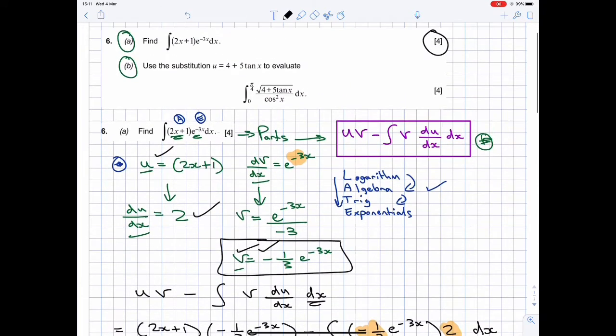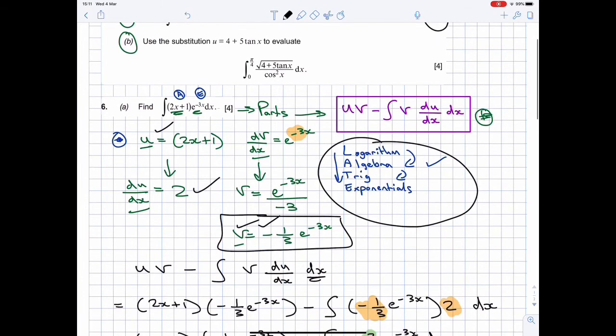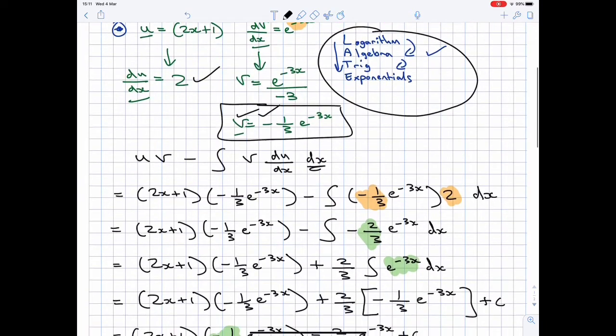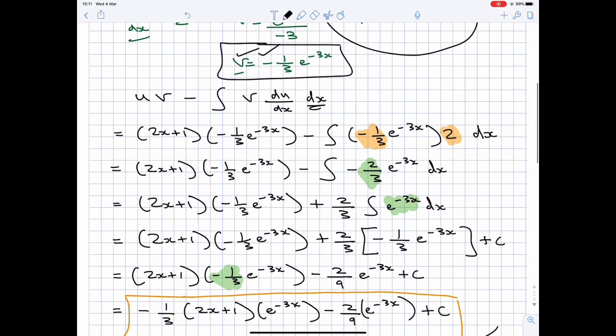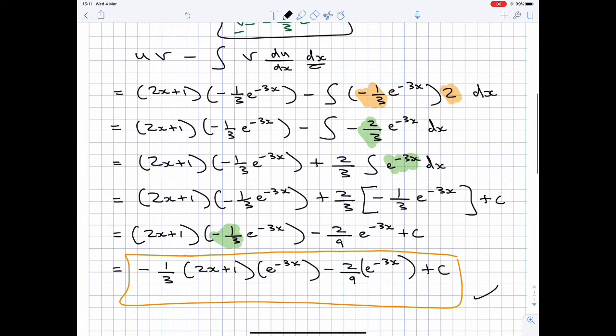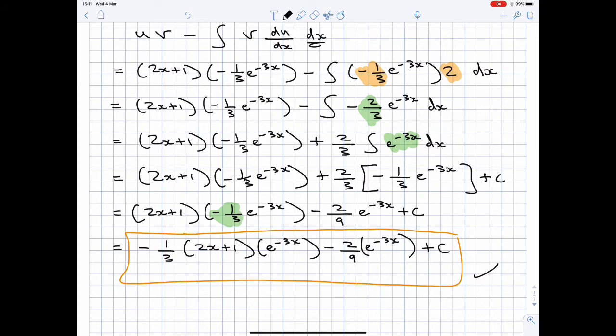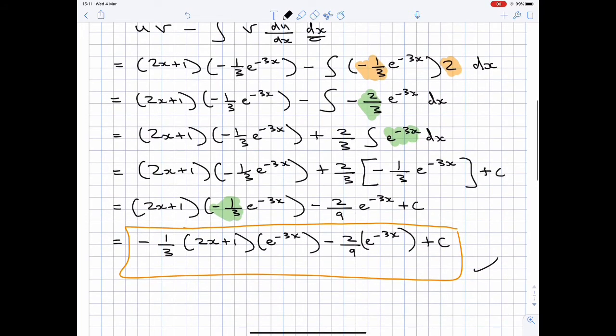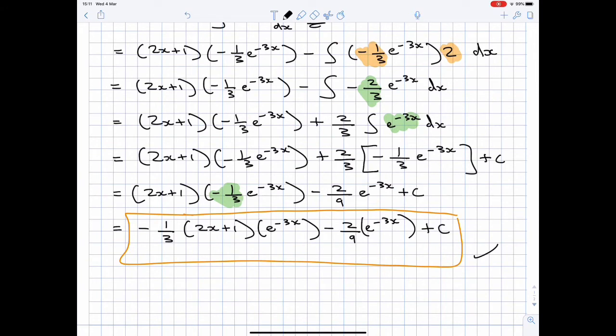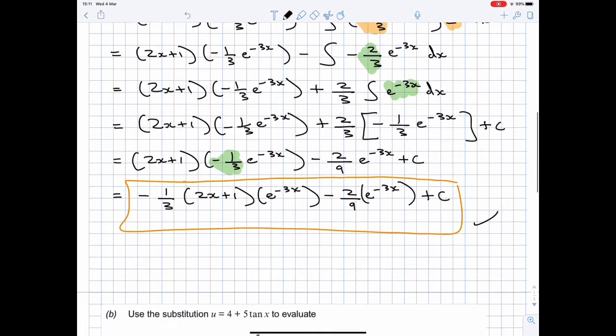So the key with the first part, which was by parts, is to identify your components using the LATE rule, and then you switch over to your formula, and then it's all about using your algebra to simplify the question down. And once you get your answer to a nice format where you can perhaps do some factorizing, then that's your final answer to the question. And also you mustn't forget the constant of integration.